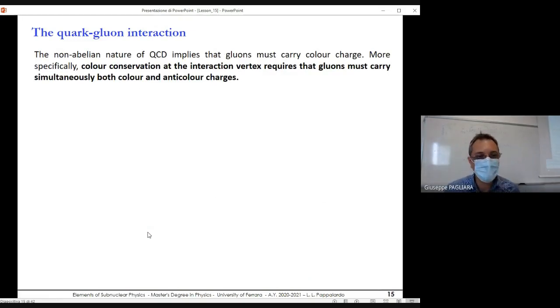Now, once more, the non-abelian nature of QCD implies that gluons must carry color charge. More specifically, color conservation at the vertex requires that a gluon must carry not just color, but a combination of a color and an anticolor.